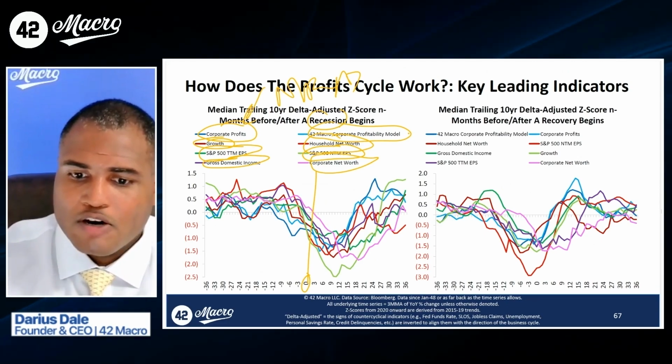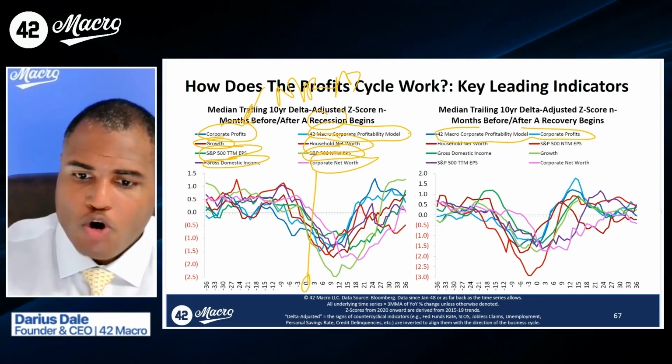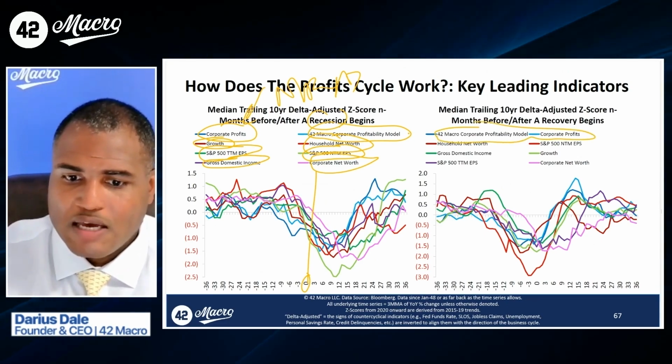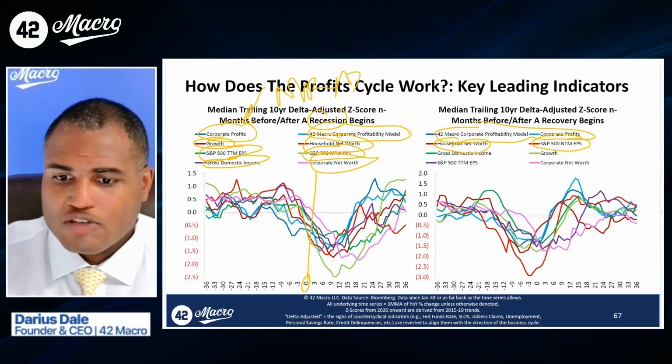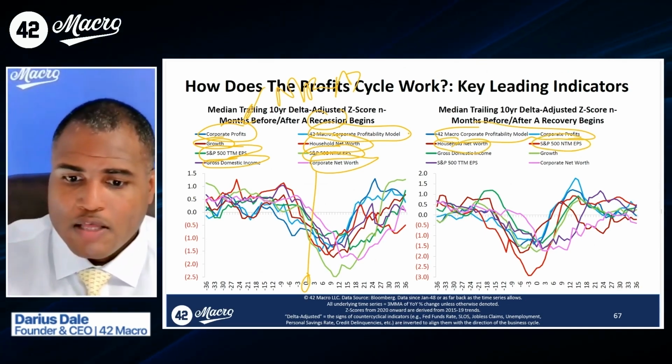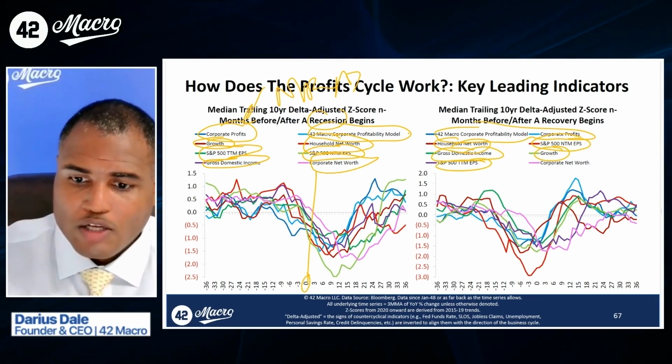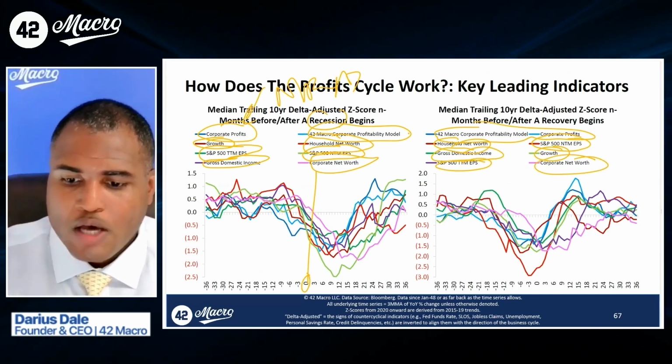In a business cycle upturn, our corporate profitability model and corporate profits break out simultaneously. Then household net worth breaks out. Then the S&P 500 next 12-month earnings expectations break out. Then gross domestic income breaks out. Then growth breaks out. Then trailing 12-month earnings break out. Then corporate net worth breaks out.